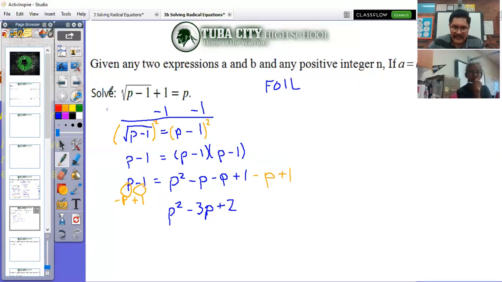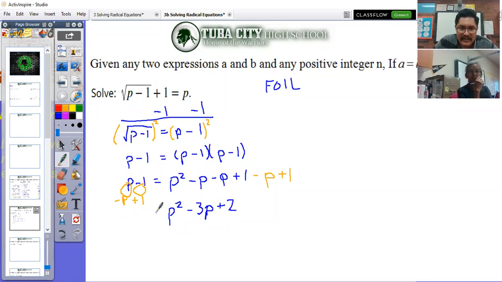Now it says solve it, which means get the P's by themselves. So we're not done yet. We still got to get these P's by themselves. So you might remember from Algebra 1, and it's covered by most Algebra 1 teachers, and I think most of you guys were in my Algebra 1 class. So we're going to have to kind of go back. I know it's a long time ago, and try and solve this quadratic equation.